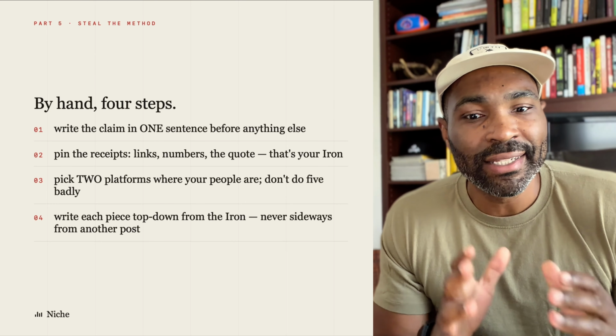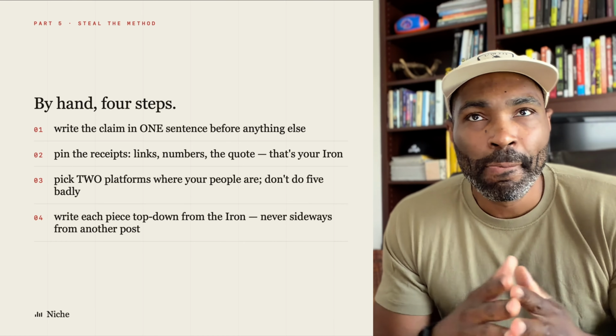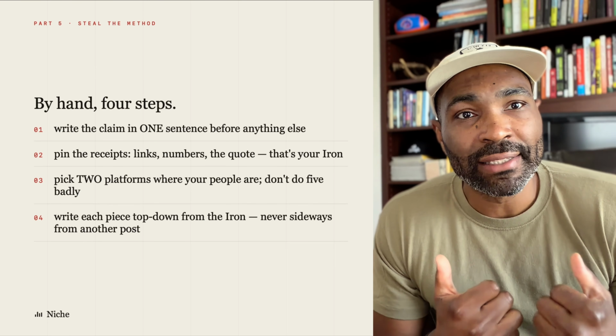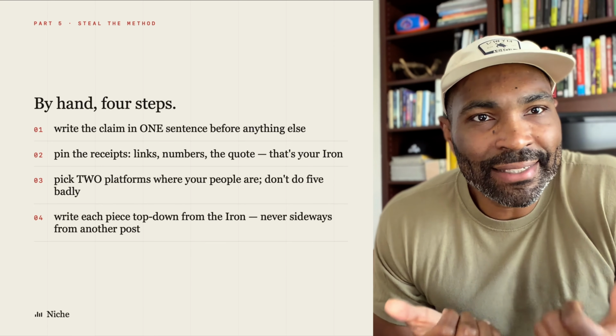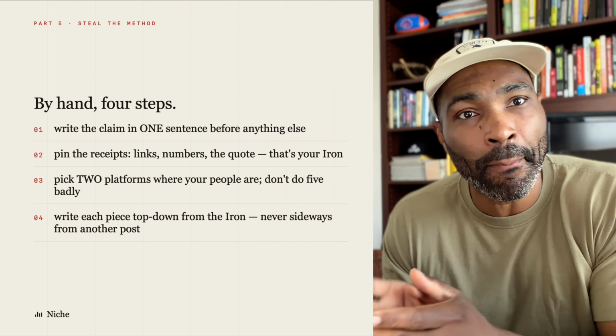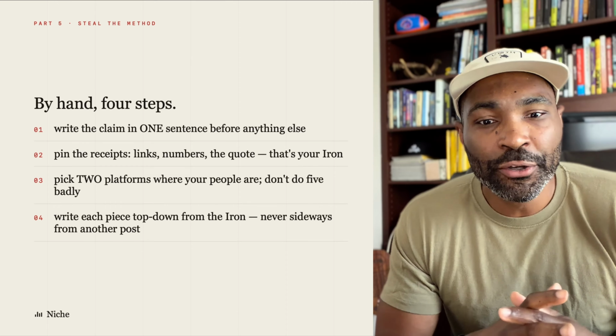So one, write the claim that you have in one sentence before you write anything else. Because look, there's a lot of voices out there. So if you're going to be posting content on a regular basis, you have to say something. So you need to write what your claim is down. You need to know what your opinion is about the particular subject. You write that piece down. Boom. That's number one.